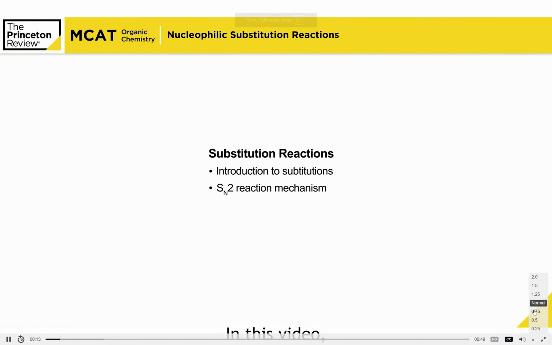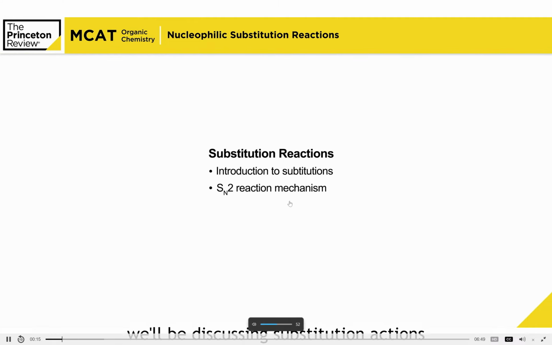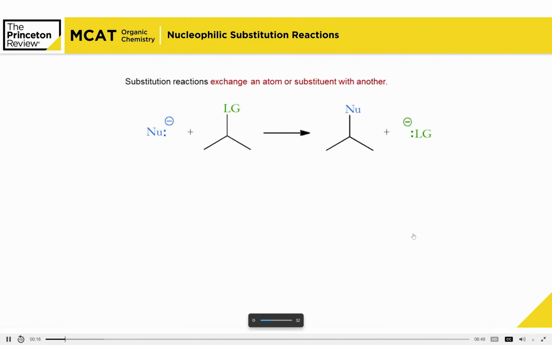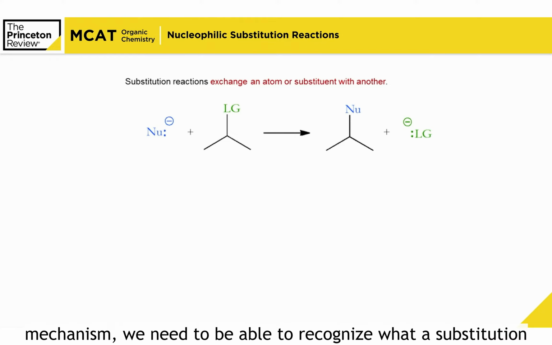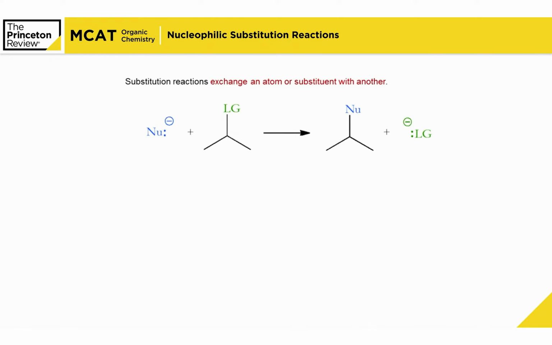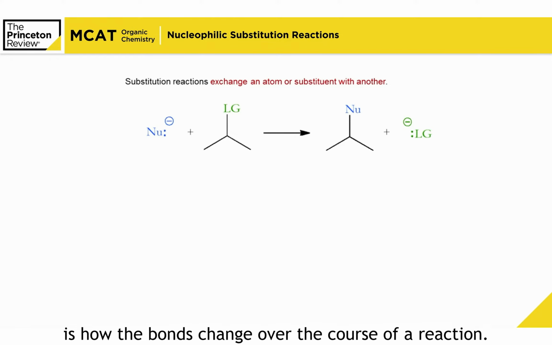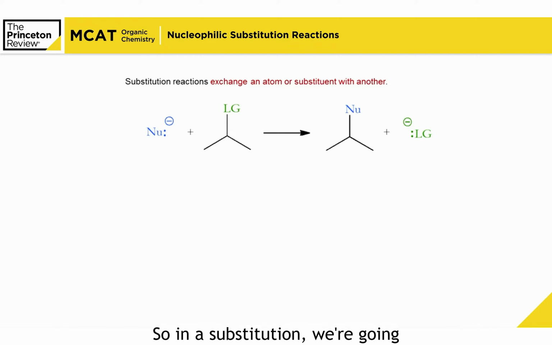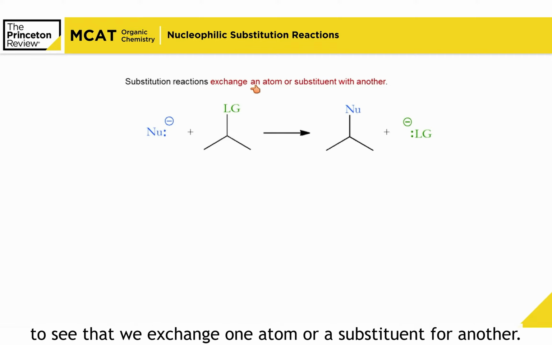In this video, we'll be discussing substitution reactions, and we'll focus on the SN2 mechanism. Now, before we get into the details of the reaction mechanism, we need to be able to recognize what a substitution reaction is to begin with. So what we're going to be looking for is how the bonds change over the course of a reaction. In a substitution, we're going to see that we exchange one atom or a substituent for another.